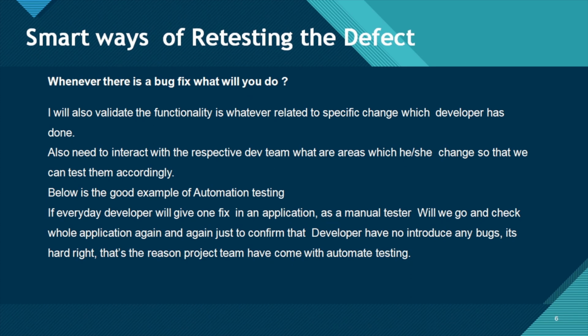And I have given one good example of automation testing here. If every day the developer gives one fix, if every day the developer changes something in the application, then a manual tester would go and check the whole application again and again. Just to confirm that the developer has not introduced any bugs, it's hard, right? So that's the reason project teams have come up with automated testing. Automated testing will run automatically.